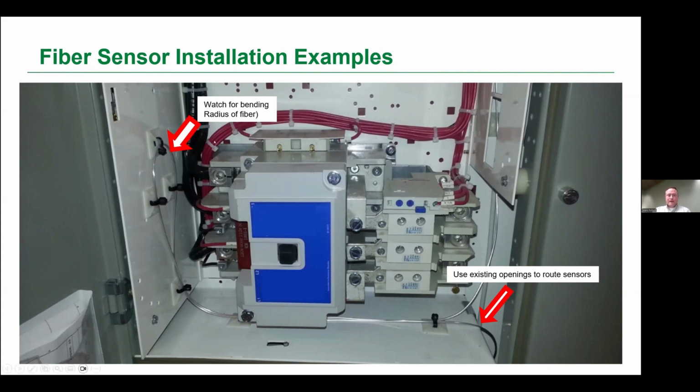And I've mentioned here by the arrow to watch for the bending radius. Depending on the manufacturer, they should specify what their bending radius is on that fiber. Because if you bend that fiber too much, you end up with light that can escape from the fiber. Therefore that reduces the effectiveness of the relay, and it's not performing to the specifications. So that's something to be aware of as well when you're doing the installation of those fibers.